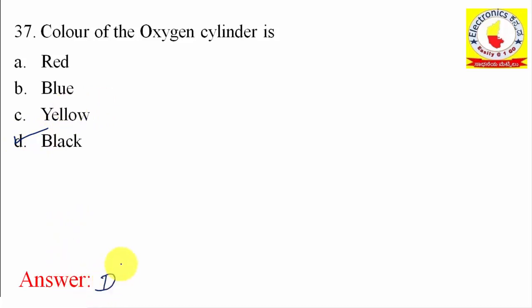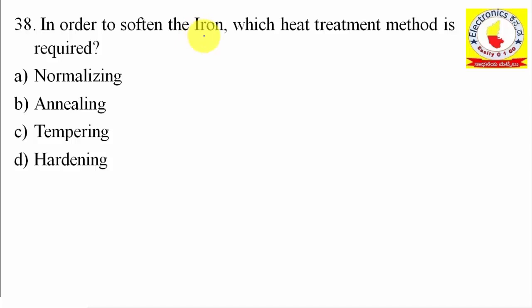Option D. In order to soften the iron, which treatment method is required? It is annealing. Next, another one comes, quenching. Sudden cooling of glass is called as quenching.